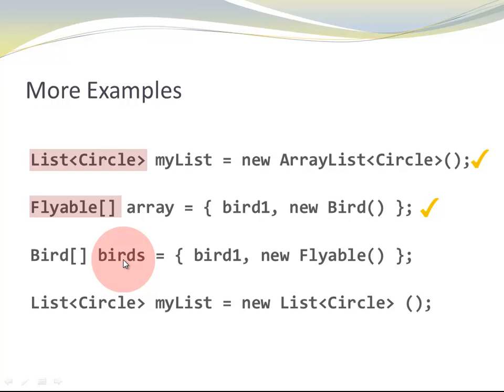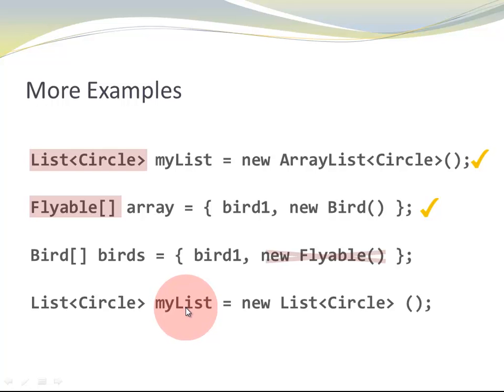Third line, I have a variable called birds. The type is an array of Birds. That works great. I initialize it with bird1, a variable, and a new Flyable. Here is the problem. I cannot instantiate an interface. Interfaces do not include any implementation. They cannot be instantiated.